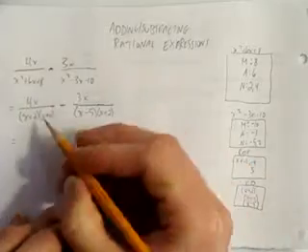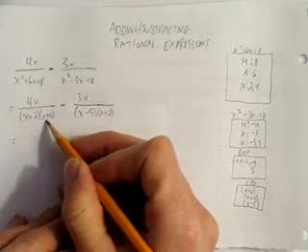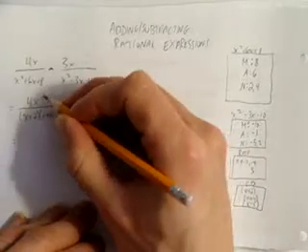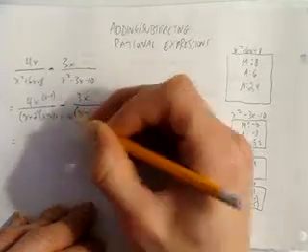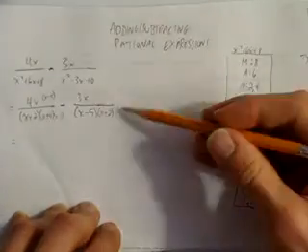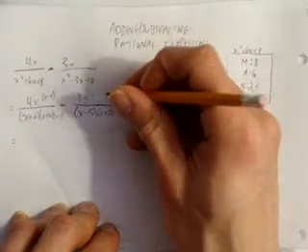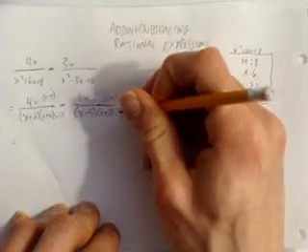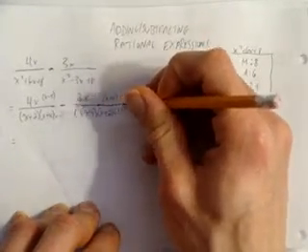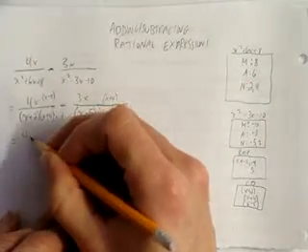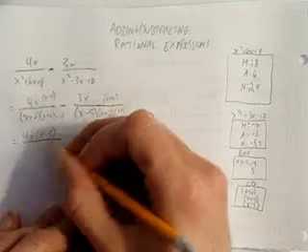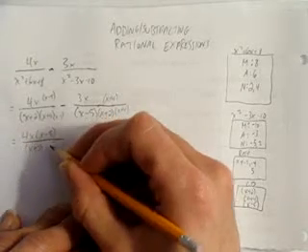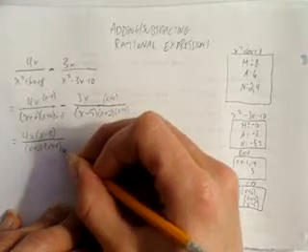Looking at the first fraction, it's got an x plus 2, and it's got an x plus 4. What it's missing is an x minus 5. So we'll times the top and the bottom by x minus 5. Looking at the second fraction, it's got an x minus 5, it's got an x plus 2, but it's missing an x plus 4. So we'll times top and bottom by x plus 4. And what we get is 4x times x minus 5 all over x plus 2, x plus 4, x minus 5.